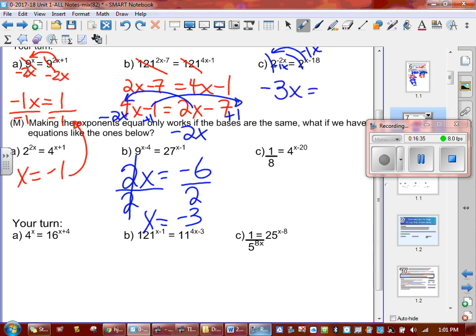Okay? And now we just divide out the -3. So divide by the -3. We're going to get x equals +6. Okay?